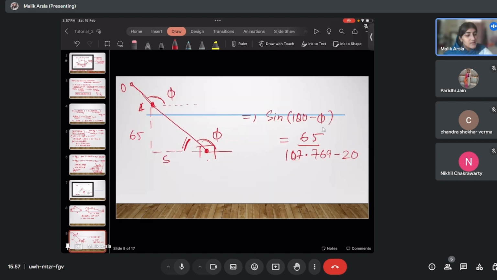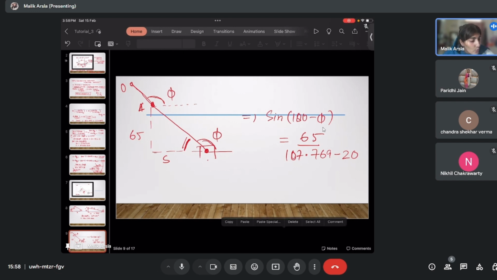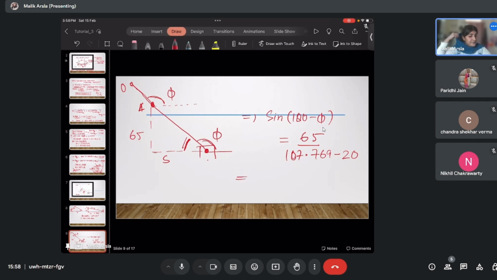Now this OA has gone back side and this has completely extended. So the total length was 107. Now 20 has gone beyond this point. So this will remain as 107.769 minus 20, right? So what is this coming out to be? So sine of 180 minus phi, when you solve this, it is 0.74.